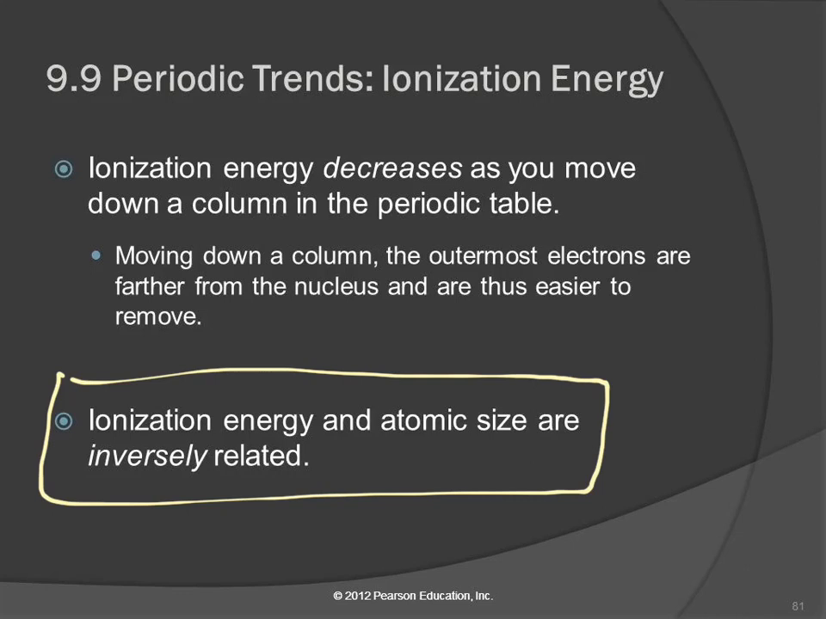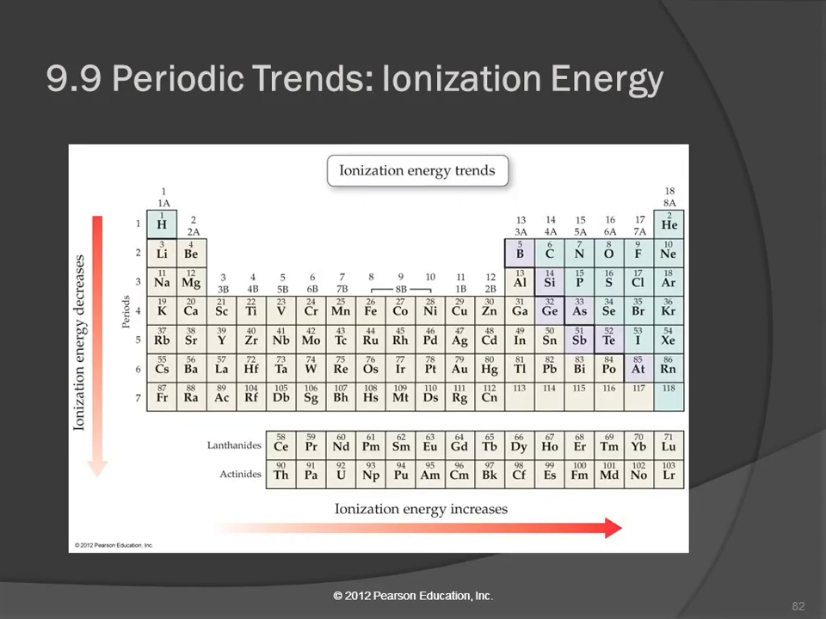So if I'm going across a period, atomic radius is decreasing. That means the ionization energy is increasing. I'm going down a group, atomic radius is increasing, ionization energy is decreasing, doing the opposite. So here's the periodic table showing you the arrows. As we go across, ionization energy increases, and as we go down, it decreases.